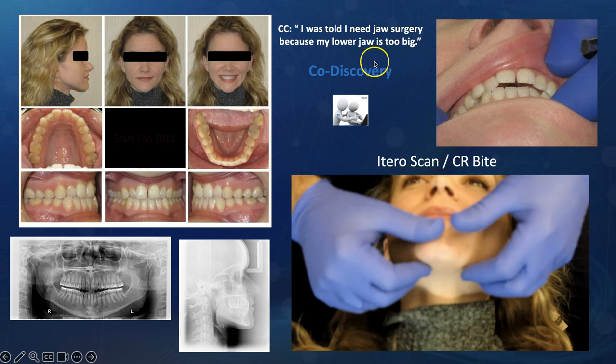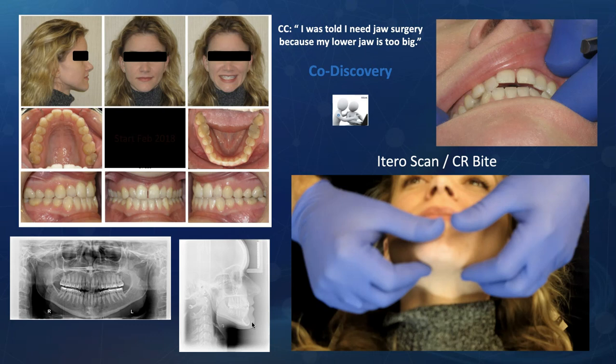Now, she comes in with the belief that she's been told her lower jaw is too big, and she's happy to discover that her lower jaw is actually a little bit smaller. Now, how do we get this information into our simulation? It's very, very important that we're very proactive about making sure that the patient bites in centric relation when we take the scan. Otherwise, when we get to the simulation, all the software defaults are going to be built to build an occlusion from the original position, and that's going to be all wrong.